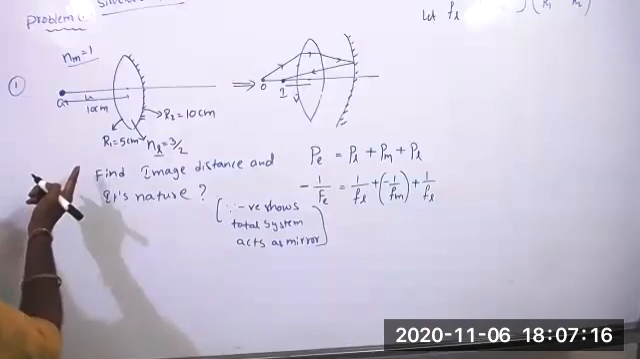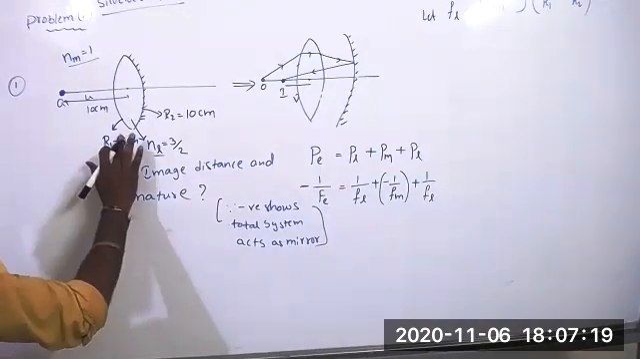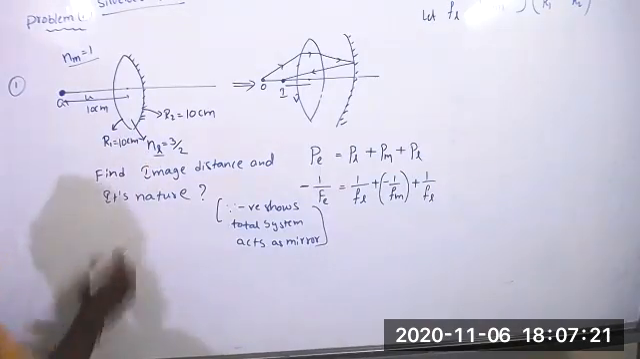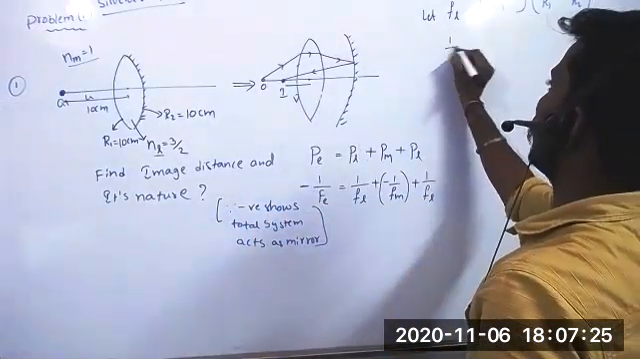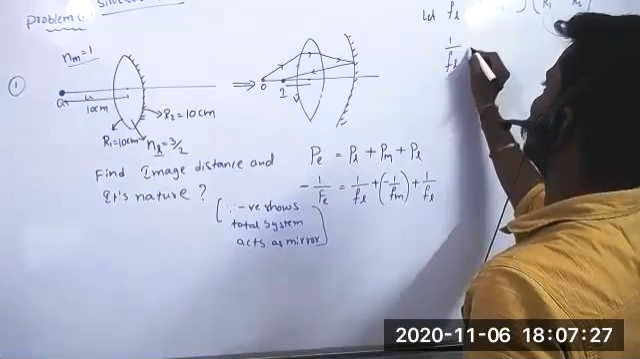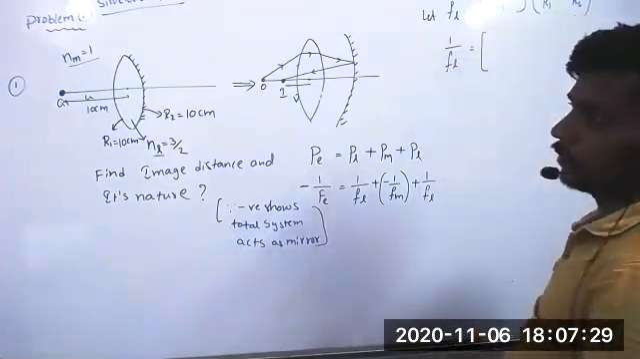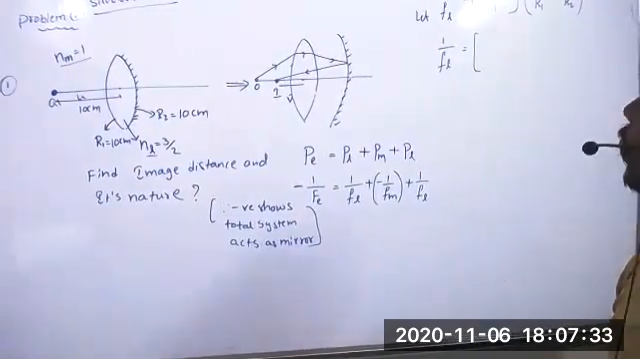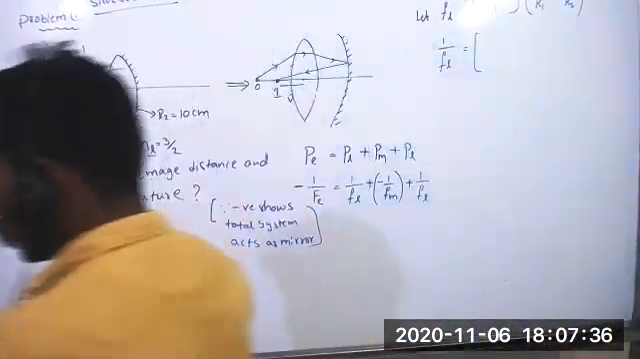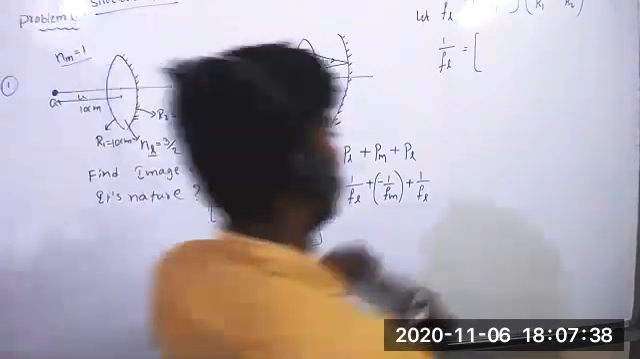One minute, just so both are 10 centimeters only. Let's see. Now 1 by FL equal to, I cannot see that part, sir. The lights are also falling on that, so I cannot see. Just a minute.